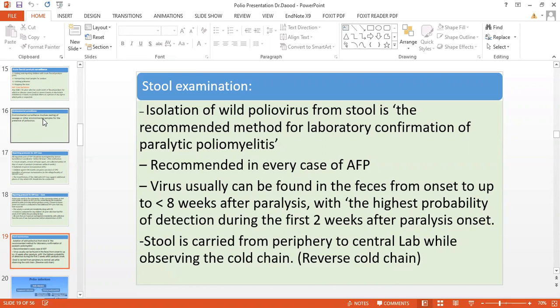Stool is carried from the periphery to a central WHO accredited lab while observing the cold chain, and that's called the reverse cold chain, when the stool is taken from the periphery to the center at the same temperature, like 2 to 8 degrees centigrade, where the vaccine is stored.